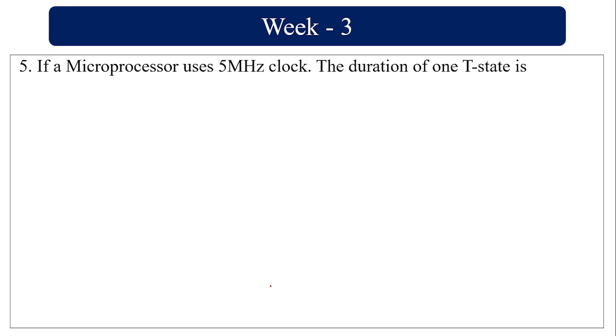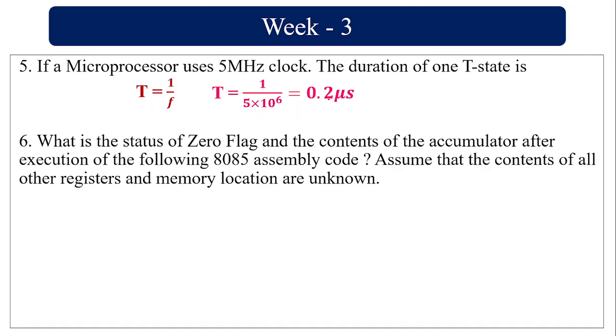So if a microprocessor uses a 5 megahertz clock, the duration of one T state is T equal to 1 by F. So the duration of one T state is going to be 0.2 microsecond.